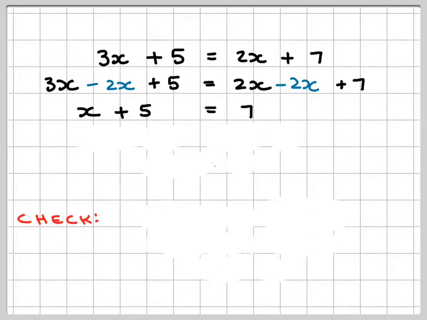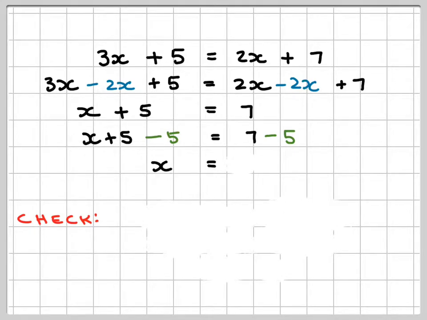Right? Now we need to make sure x is isolated on this side. So we have to get rid of that whole number by doing the opposite. We're going to minus 5. Let's first just write it all out. There we go. Minus 5, both sides. Let's simplify it. So those two cancelled out. We are now left with x on that side. And 7 minus 5 is 2.